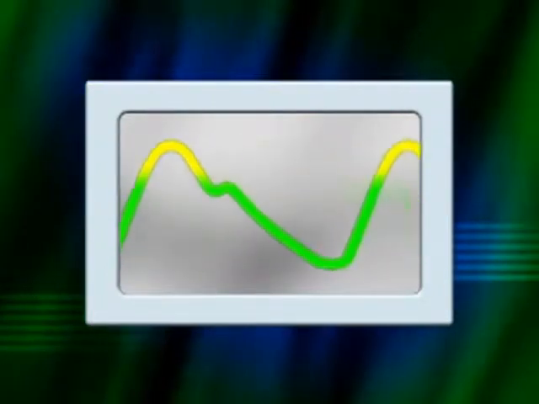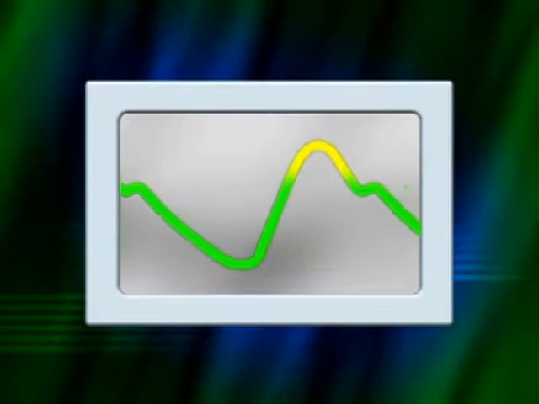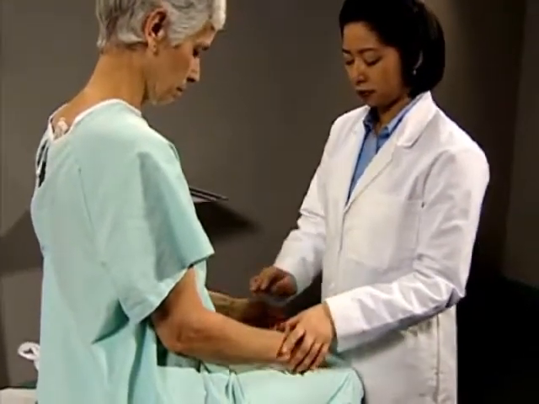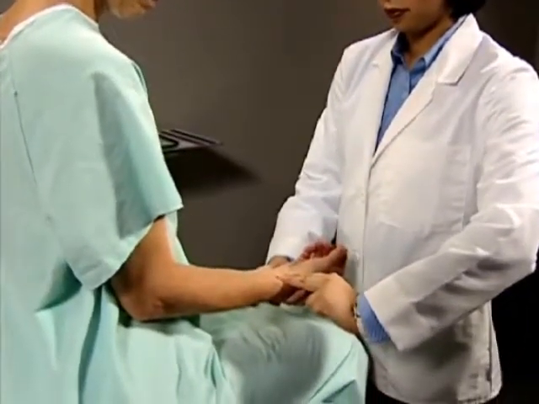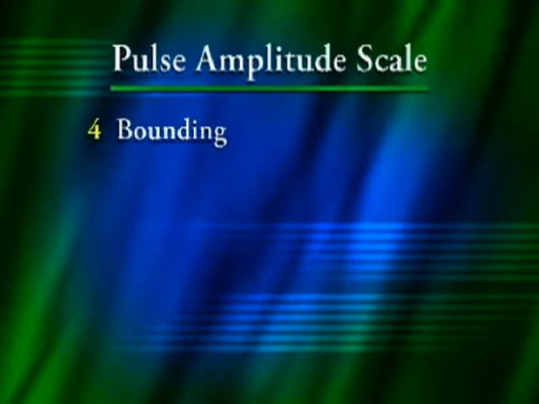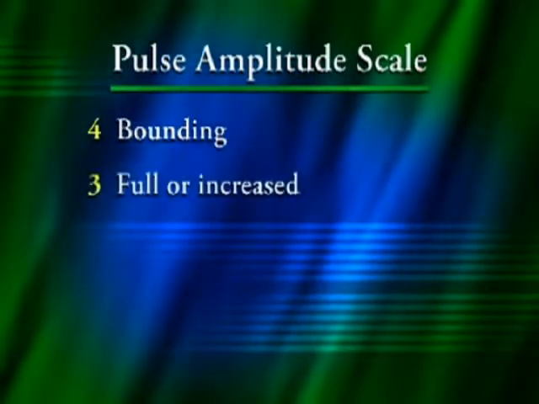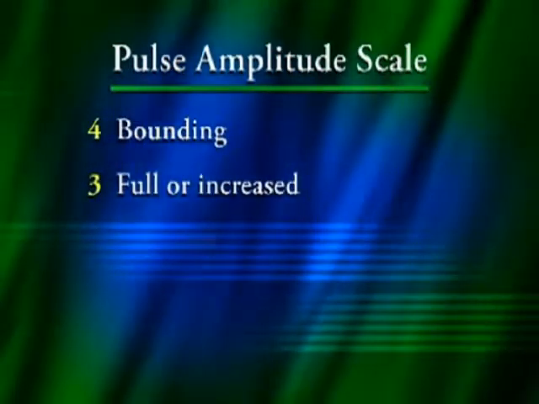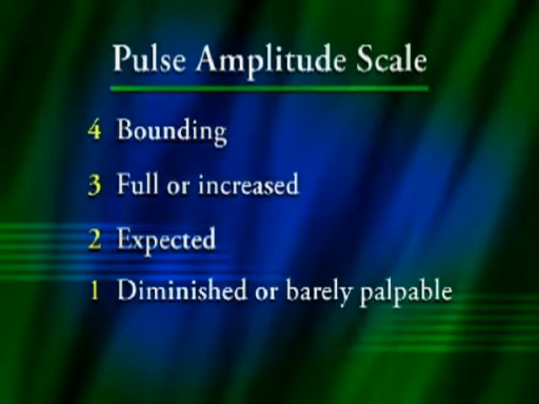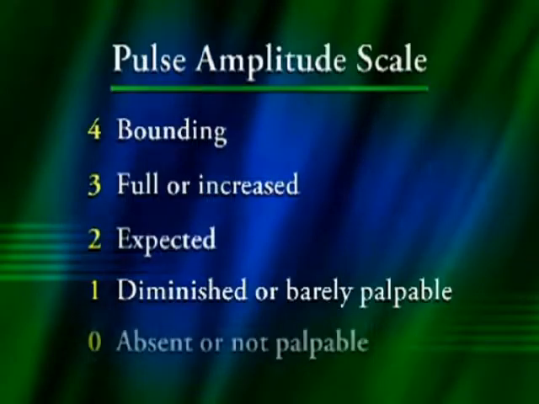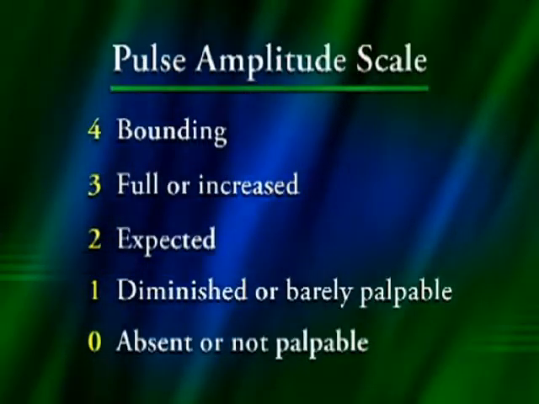The contour of the pulse wave should be smooth and rounded or dome-shaped. There should be no cyclic differences from wave to wave. Describe the amplitude of the pulse on a scale of 0 to 4. On this scale, 4 is a bounding pulse, 3 is a full or increased pulse, 2 is the expected amplitude, 1 is a diminished or barely palpable pulse, and 0 is a pulse that's absent or not palpable.